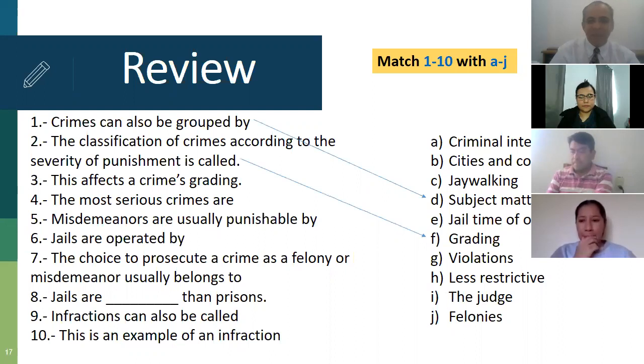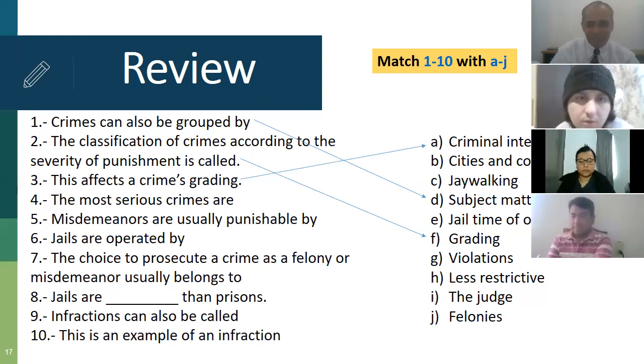Michael. Oh, I'm sorry. Nayeli, you have the answer for number 3. Yes. This affects a crime's criminal intent. Criminal intent. Yeah. Michael, can you read number 4 with the answer? The most serious crimes are felonies, letter J. Exactly. Felonies.